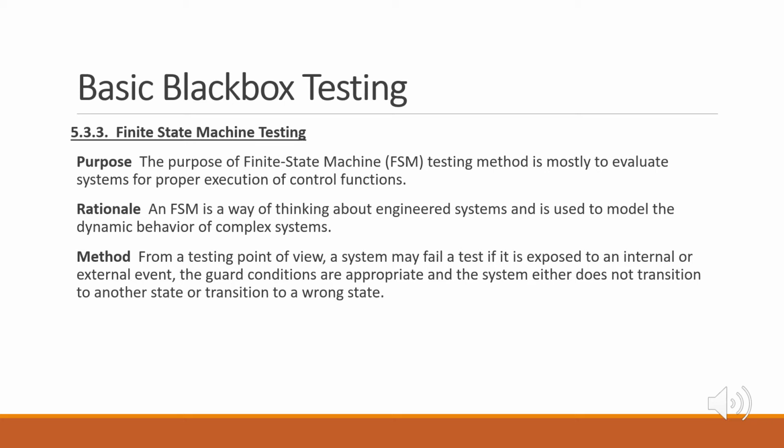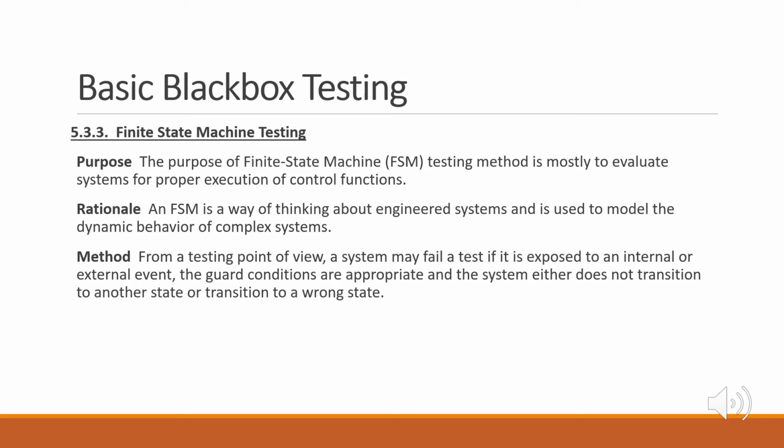A transition is a relationship between the two states, indicating that an entity in the first state will perform certain actions and enter the second state when a specified event occurs and specified conditions are satisfied. This is usually shown by a state machine diagram.